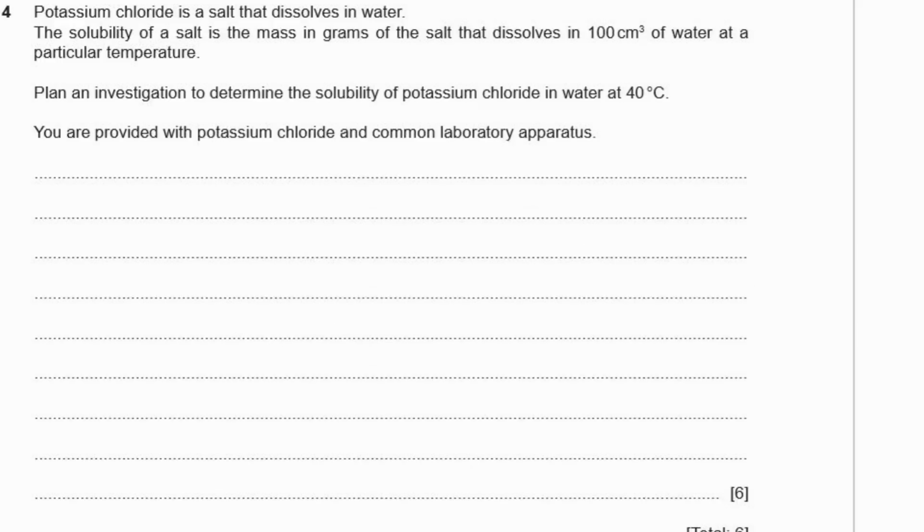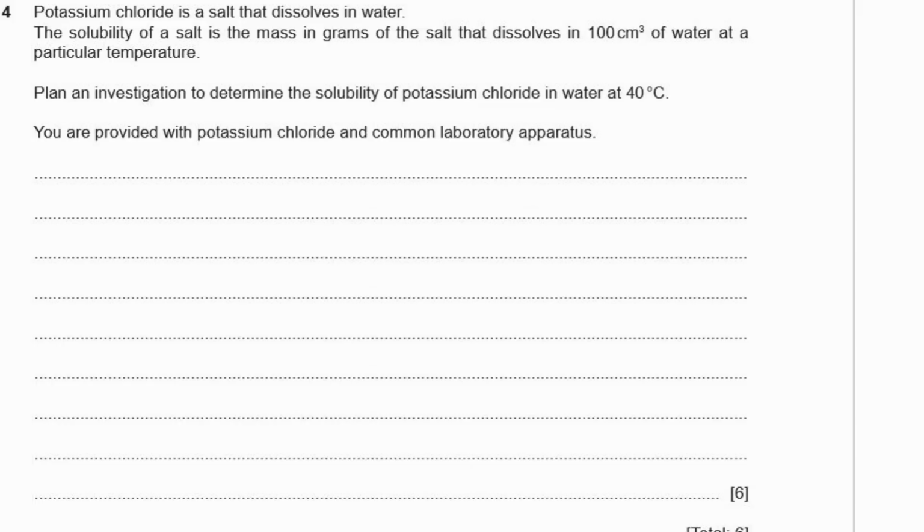Question 4. Potassium chloride is a salt that dissolves in water. The solubility of a salt is the mass in grams of the salt that dissolves in 100 centimeters cubed of water at a particular temperature. Plan an investigation to determine the solubility of potassium chloride in water at 40 degrees Celsius. You are provided with potassium chloride and common laboratory apparatus.